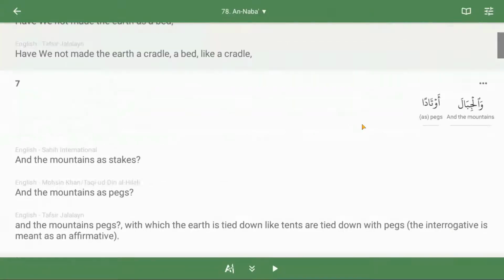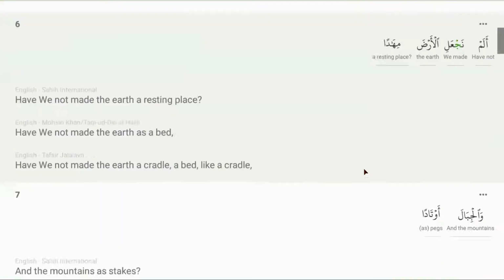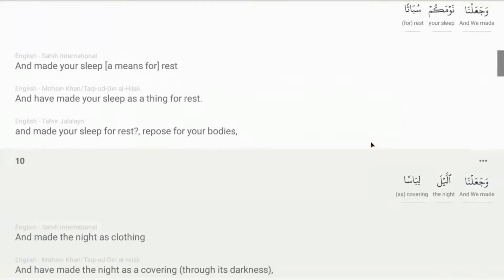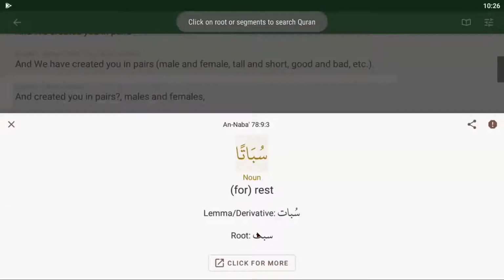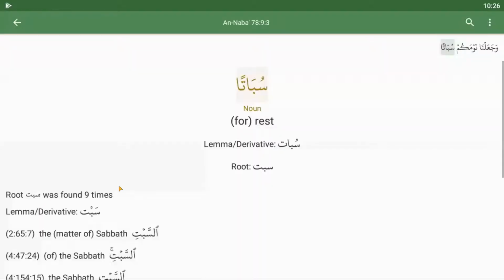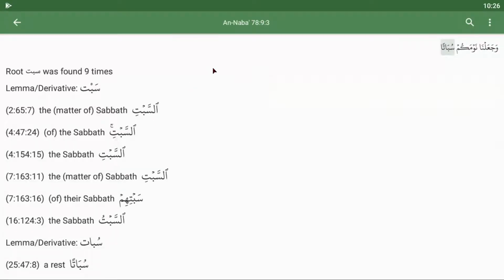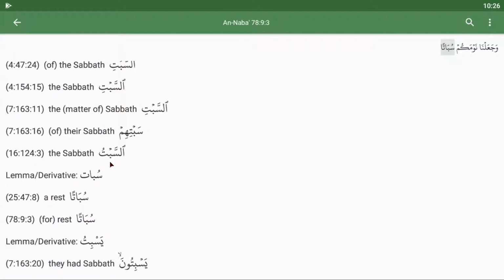So mihad, again, is used as a resting place, but subat is rest itself. Sabata, subat, and Sabbath, like the name Sabbath. Saturday is called as-sabt, because on that day they were told to rest, don't work, don't do anything, just pray, like we have Friday. Although on Friday we are allowed to work, they had a strict Sabbath, sabt, a resting day.